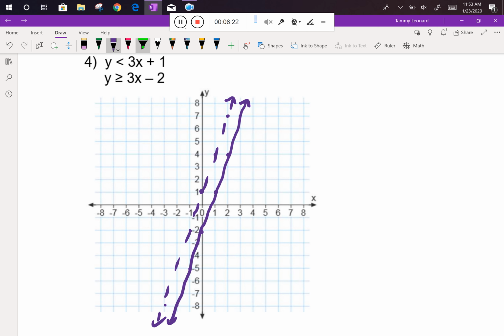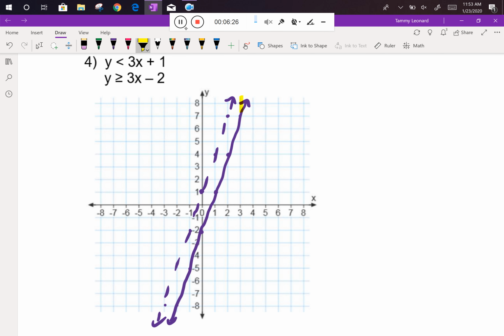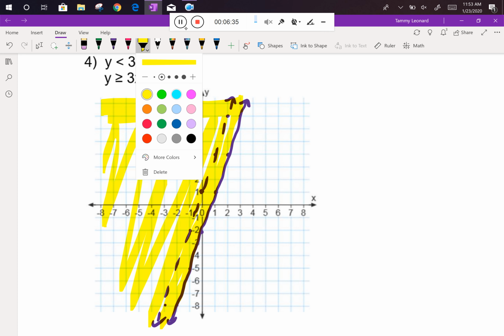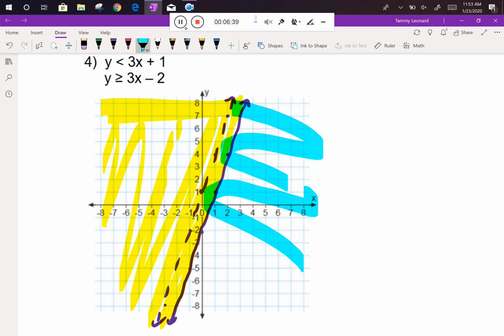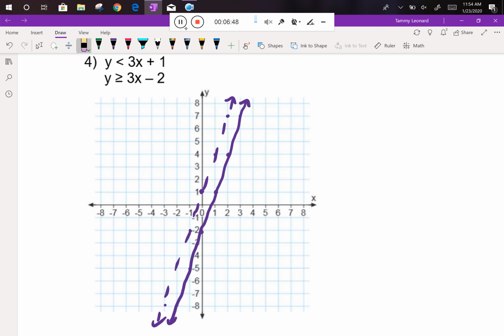Now, from the solid line, it says that y is greater than. So I would shade everything above that solid line. And then from the dashed line, it says y is less than. So I would shade everything below the dashed line, and I can see that I'm getting green in between the 2 lines. So that's where my final solution actually is. My final solution is the little strip right in between those 2 lines.